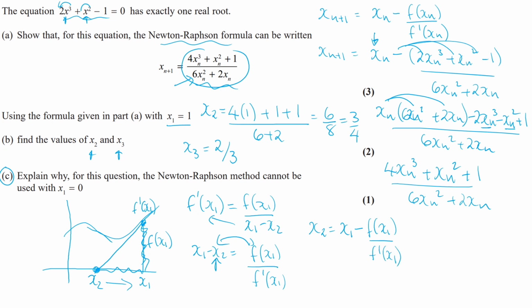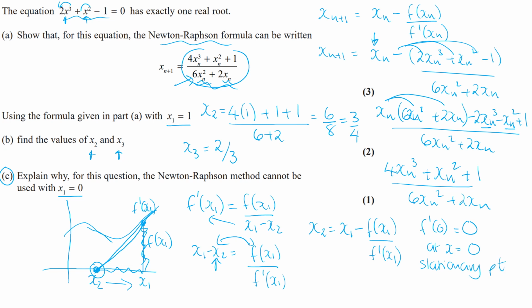So if we just cross them over, x2 is equal to x1 minus f of x1 over f dash of x1. So it relies on the fact that this tangent is going to come down and go through the x-axis. Now when we put x1 equals 0 in, we can see that f dash of 0 is going to be 6 times 0 plus 2 times 0. So that's going to be 0. So at x equals 0, there is a stationary point.